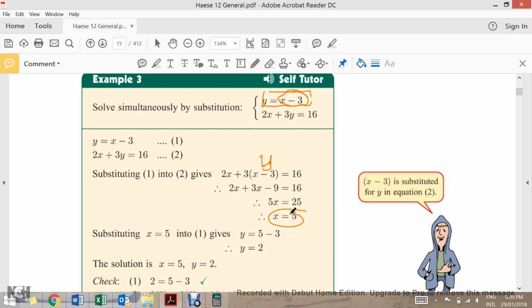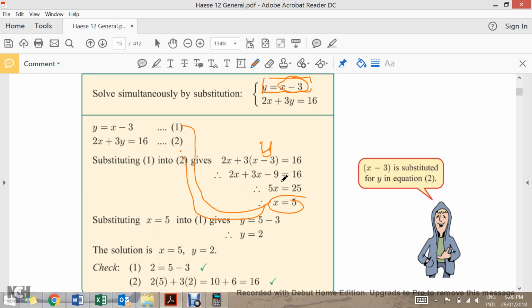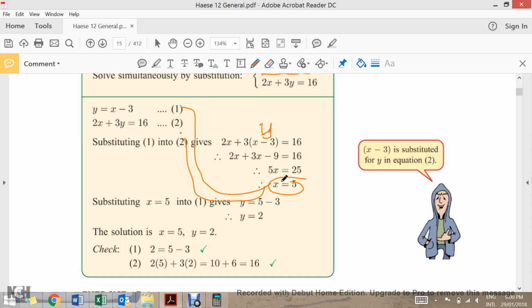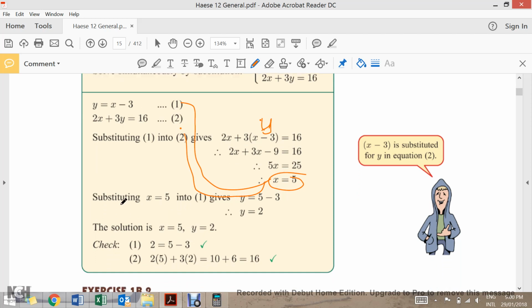Pop x equals 5 either back into this equation or into this equation, find out what y is, and you'll get the same answer. So let's see. Substitute x equals 5 back into the first equation. You'll get y equals 5. Remember, we're placing the x in as 5 now. Take away the 3, you get 2.